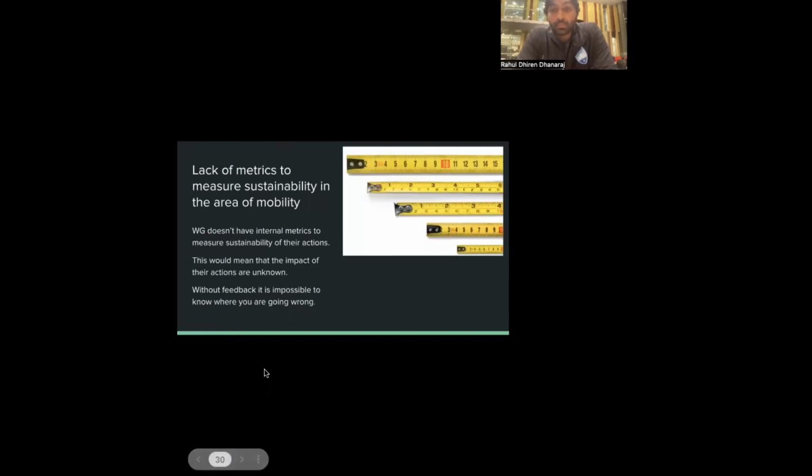WG doesn't have any metrics to measure sustainability in the area of mobility. Ishan's talking about sustainability, but a problem that lies in WG is that WG itself does not have any internal metrics to measure sustainability in the area of mobility. This leads to them rushing blindly into the field and making changes without feedback to determine if the methods were correct or not. With this, we are now at the end of our presentation.